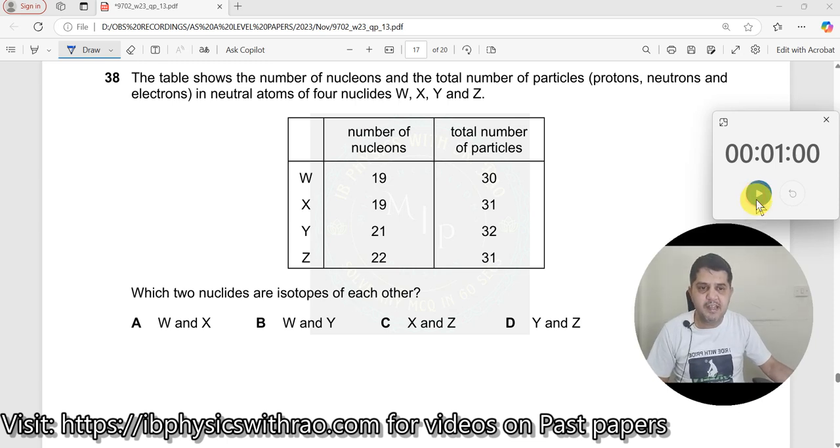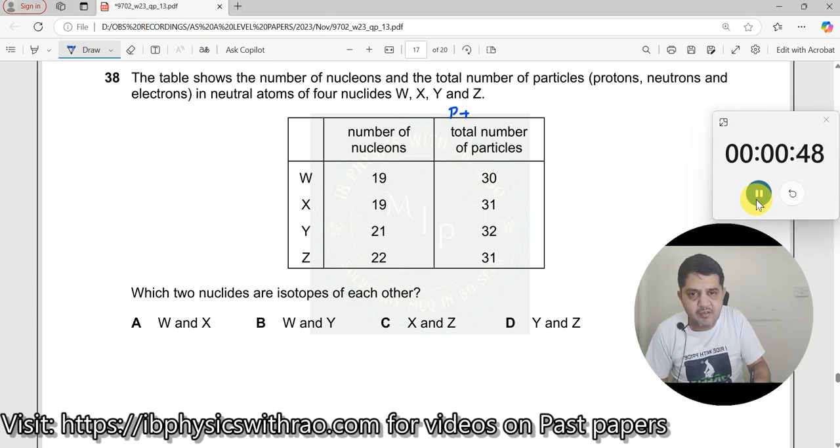Question number 38. The table shows the number of nucleons and total number of particles, protons, neutrons and electrons. Total number of protons, neutrons and electrons, I'll write down here: protons, neutrons plus electrons is here. And this will just be protons plus neutrons over here. Okay. Which two nuclides are isotopes of each other?